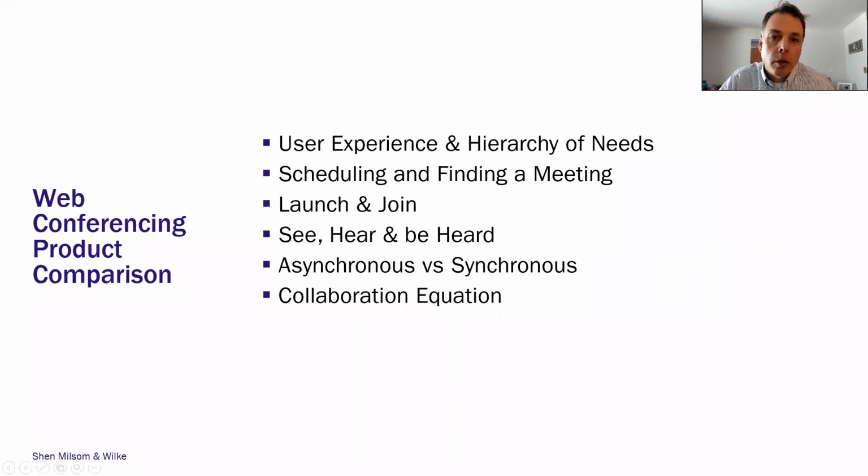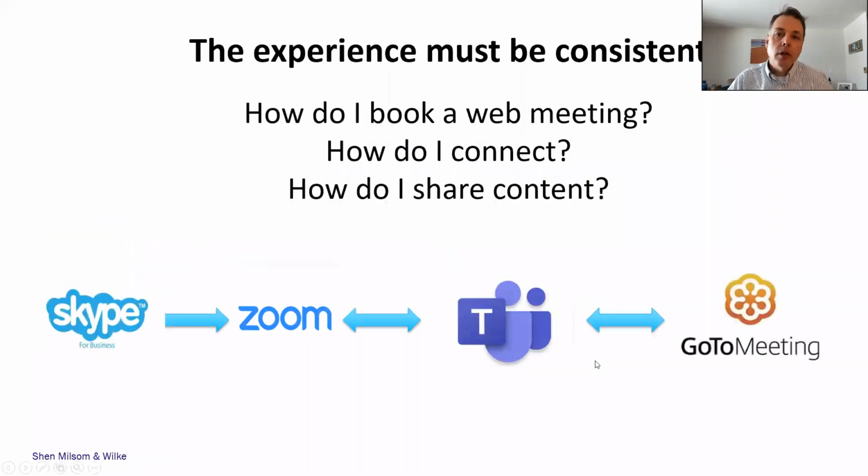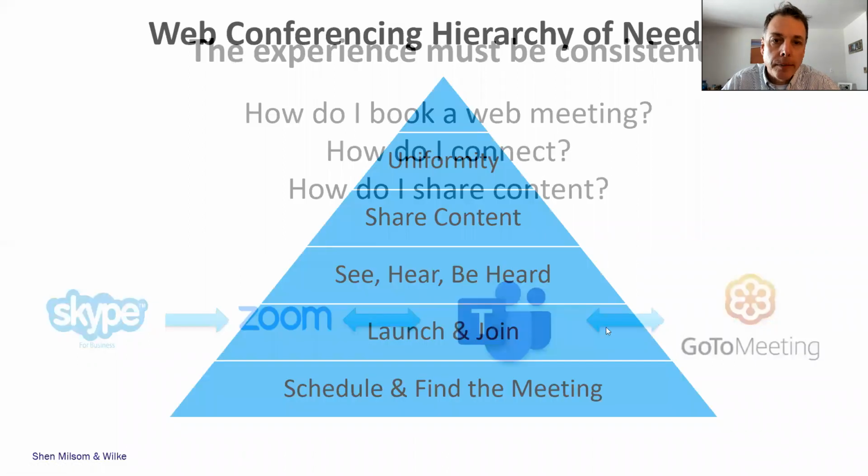Let's talk about it in terms of the user experience: how to join meetings, how to launch them and see and be heard, and their different applications in the workflow. Of course, in these cases, we want our experience to be consistent. So whether I'm using Skype for Business or Zoom or Teams or any other product out there, I'm expecting that there's some consistency, and actually that's not always the case.